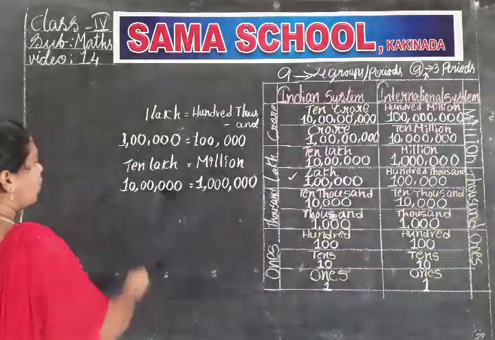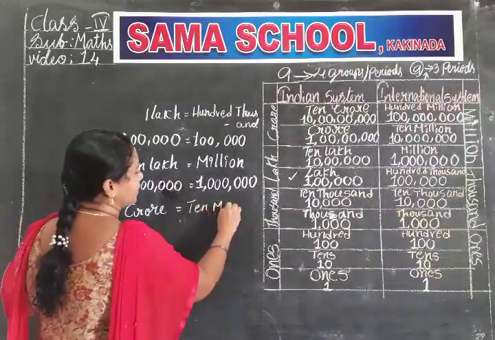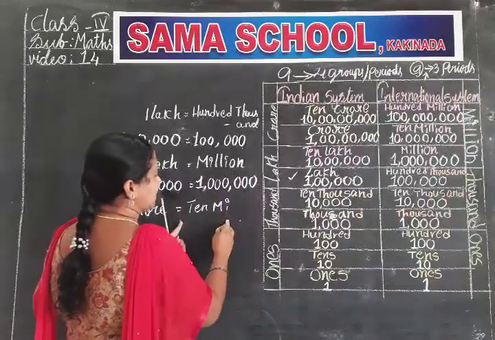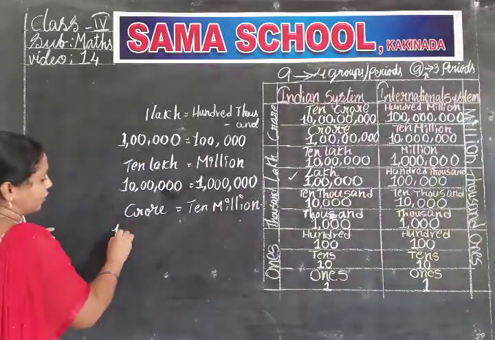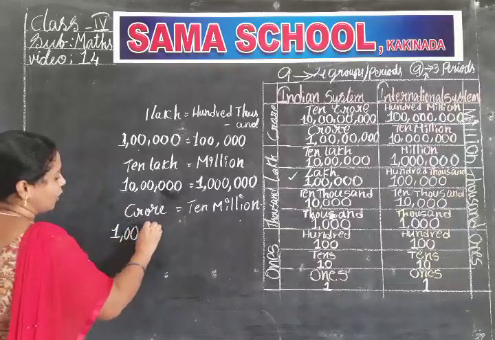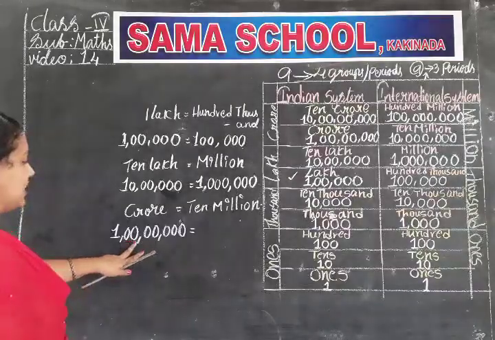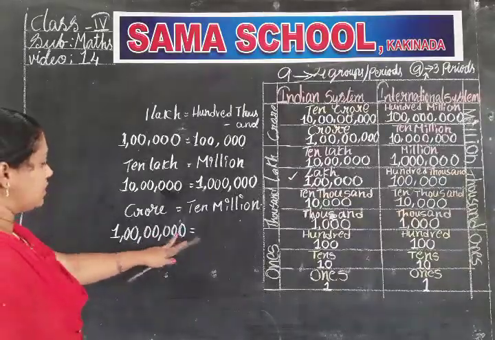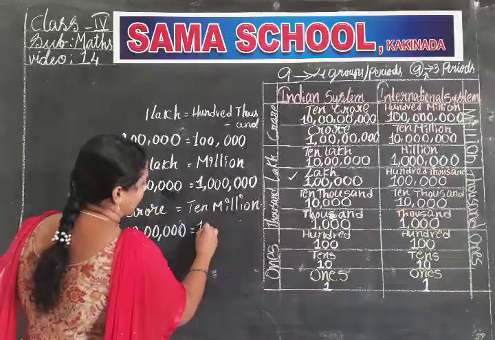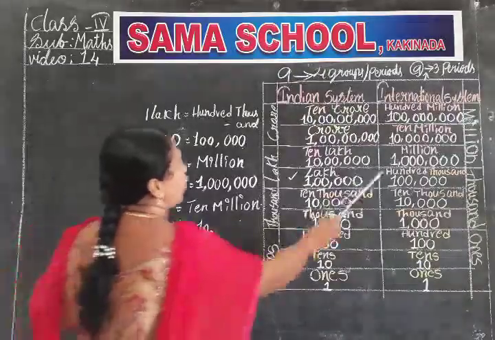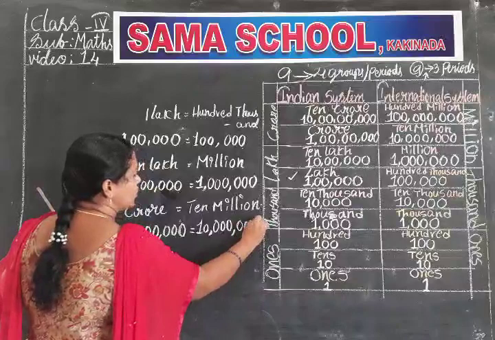Okay. Next, 1 crore equals 10 million. In the Indian system, 1 crore equals 10 million in the international system. See the value here. 1 crore: how many zeros do we get? Yes, you are right: 1 followed by 7 zeros. And 10 million: first you simply write 10, comma. Million means you already know how many zeros we get. Yes, 6 zeros: 0 0 0 comma 0 0 0.